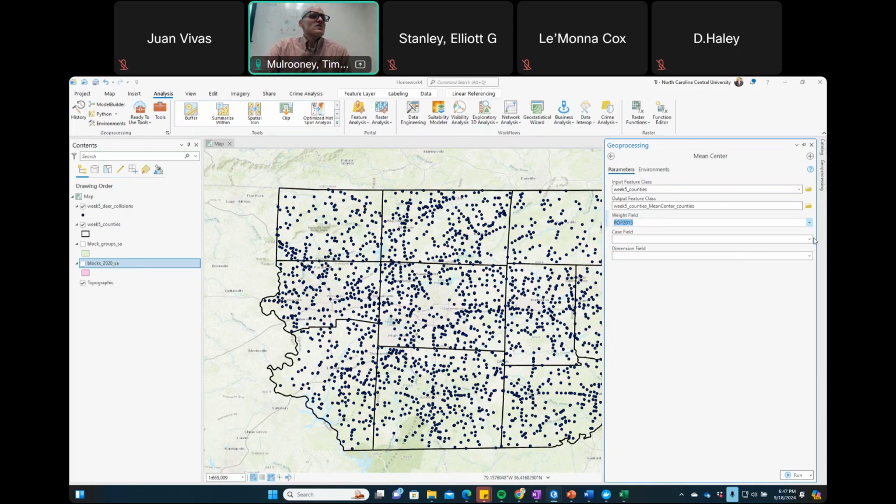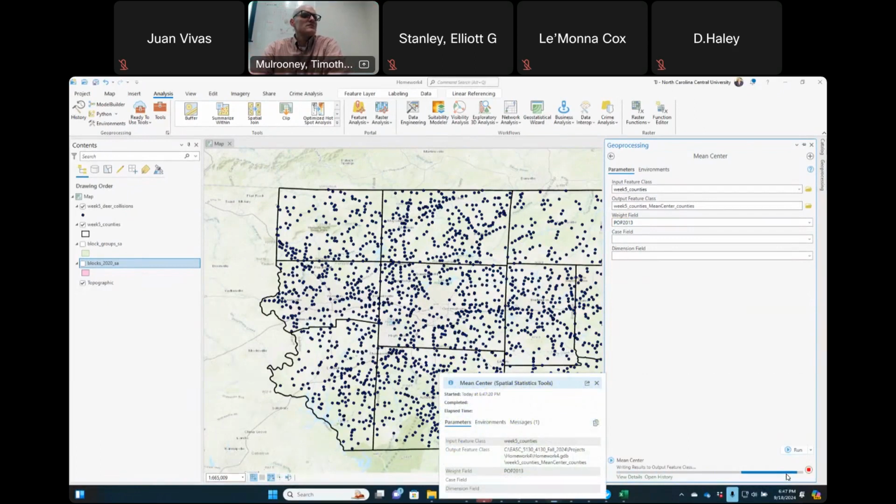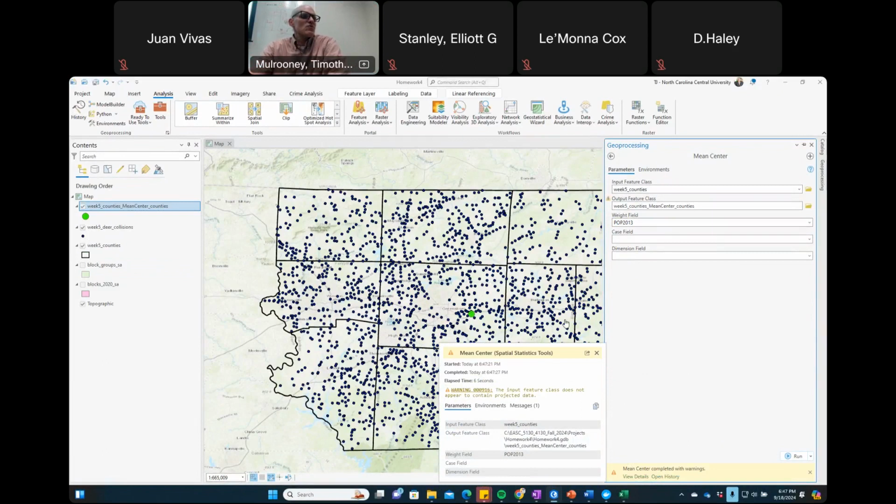I don't really do case field. I don't do dimension field, so I haven't had a reason to. Cases, I think you can set up like if statements within it. But I'm gonna just click run. And you know what? I'm gonna keep this tool open while I'm here.